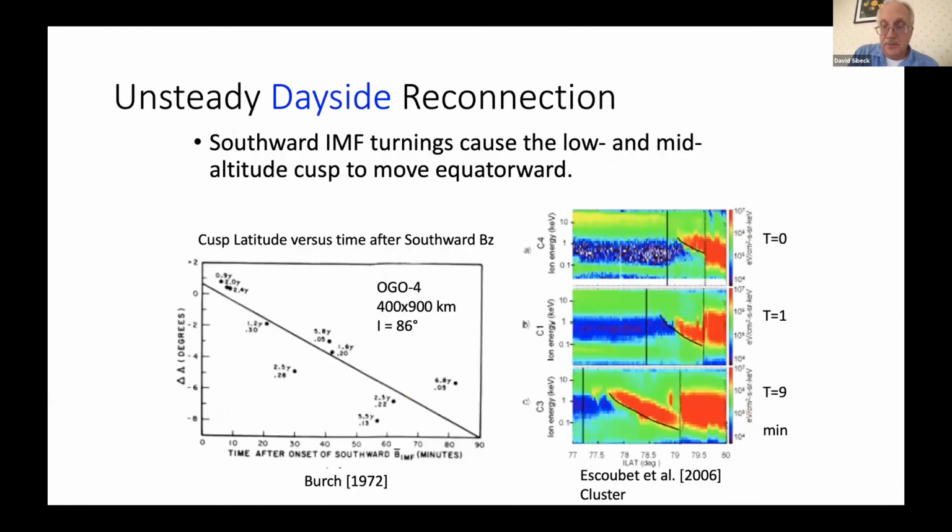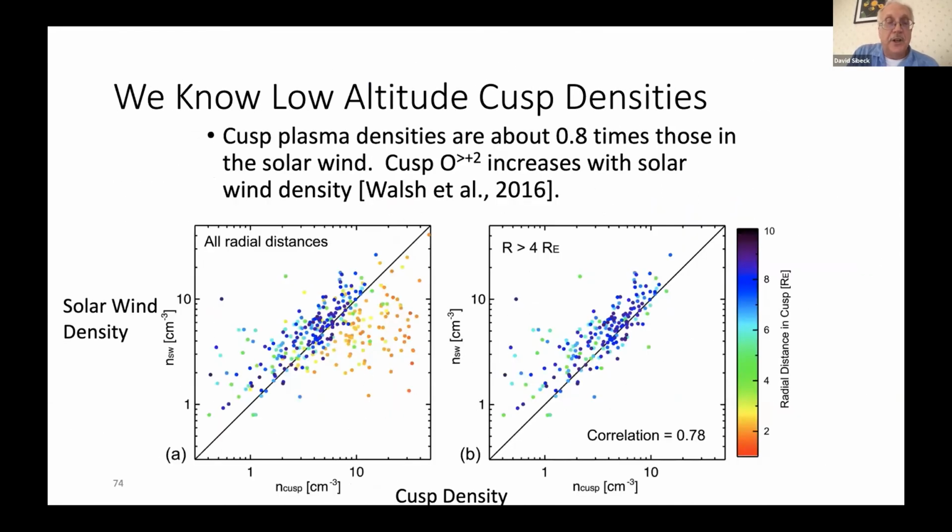Let's see if we can go on. Whoops. We also have a pretty good idea about densities in the cusp. They track those in the solar wind, so that's good because the plasma in the cusp should come from the solar wind.